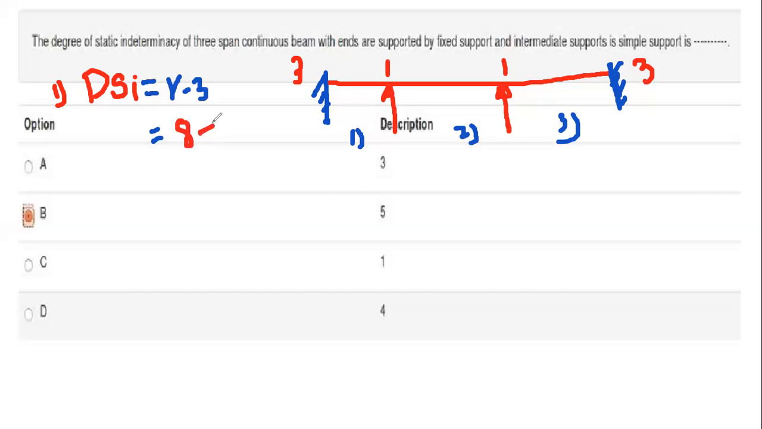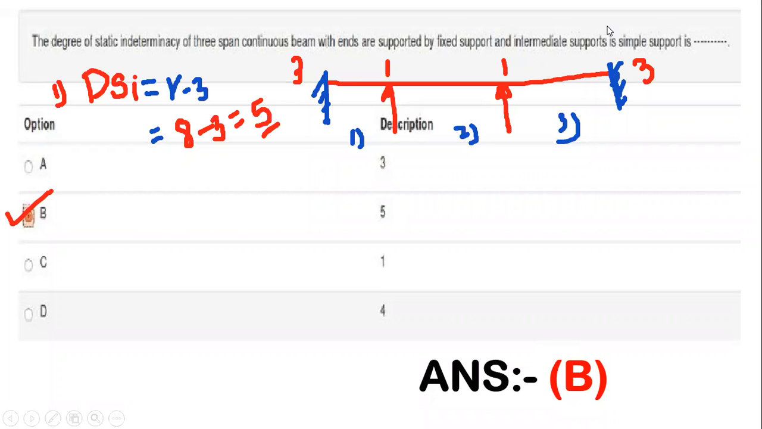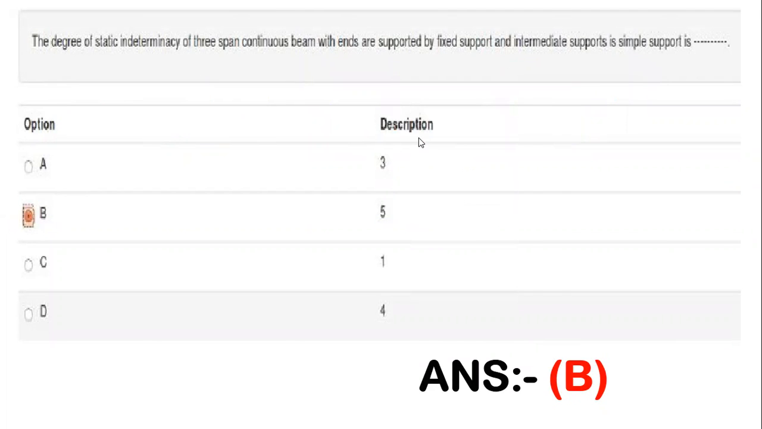But we have only 3 available equations: summation Fx, summation Fy, and summation of moment. So these are the available conditions. So 8 minus 3 is 5. So the answer will be 5. DSI for this three span continuous beam is 5, means the answer is option B. Okay, now we'll proceed further.